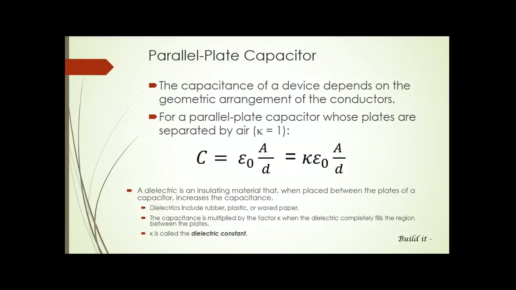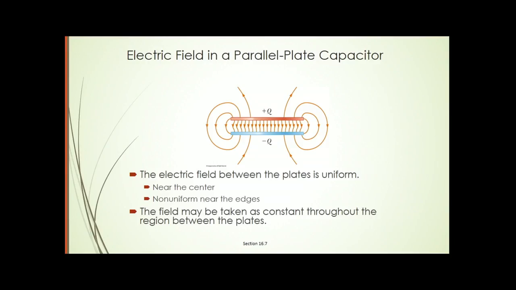So I've got my parallel plate capacitor. One side is going to be charged positive, one side negative. The electric field is uniform near the center, though it doesn't have to be that near the center, it stays pretty uniform all the way. It's non-uniform near the edges, so I do get edge effects.